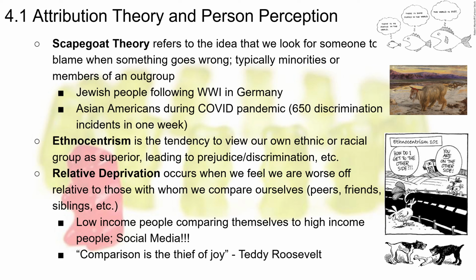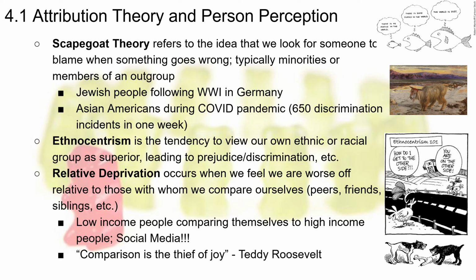Other reasons for racism and discrimination: ethnocentrism. It is the tendency to view your own ethnic or racial group as superior. And when you view your group as superior, you're going to view other groups as inferior. Again, similar to what we saw in Nazi Germany, similar to what we see in America. We have these white nationalist groups saying they're superior to minorities, ethnic and religious minorities.